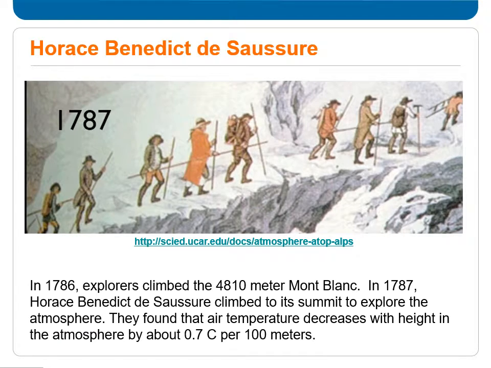In 1786, explorers climbed the 4,810-meter Mont Blanc. In 1787, Horace Benedict de Saussure climbed to its summit to explore the atmosphere. They found that air temperature decreases with height in the atmosphere by about 0.7 C per 100 meters.